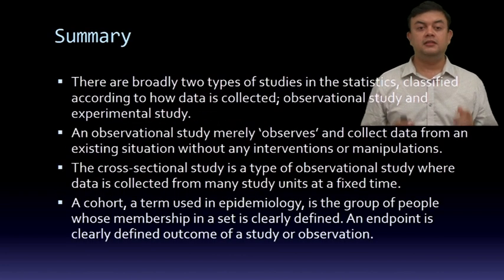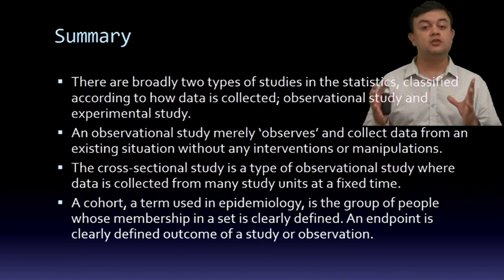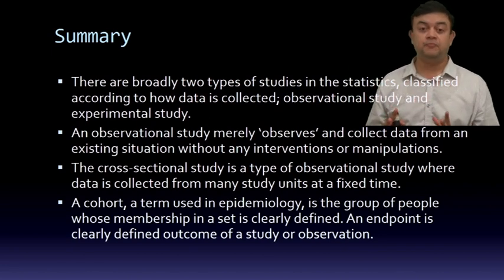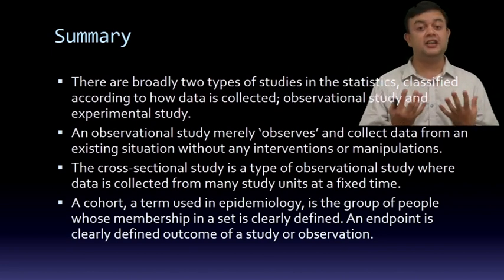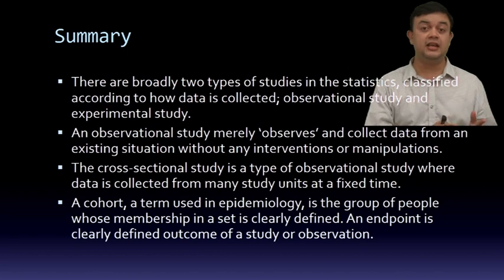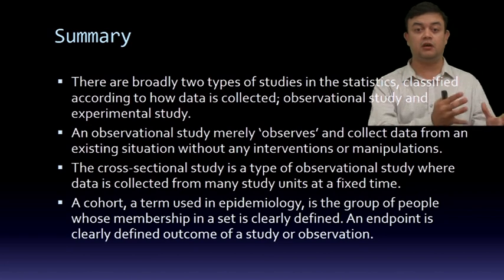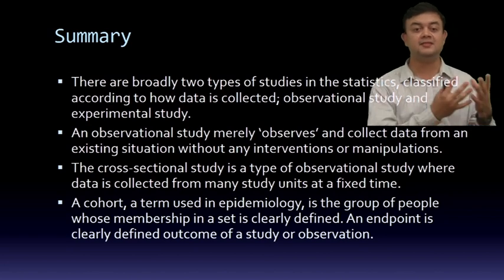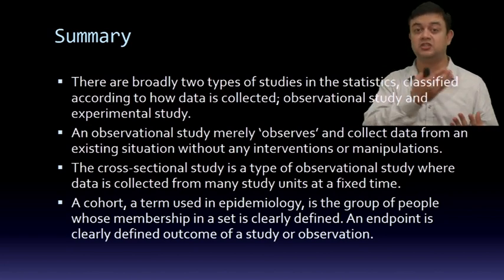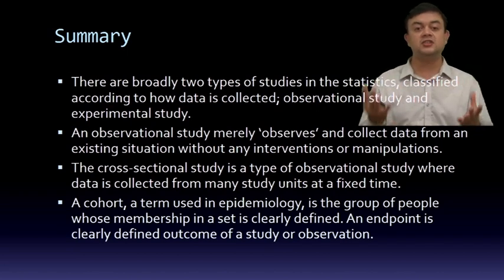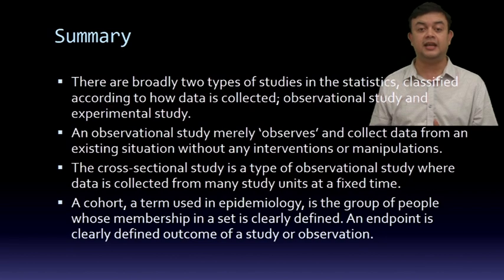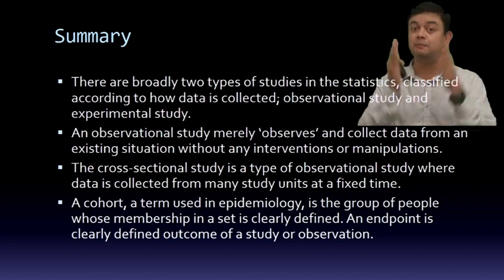In summary, there are broadly two types of studies in statistics, classified according to how the data is collected, either observational study or the experimental study. An observational study merely observes and collects the data from an existing situation without any intervention, no experimental manipulations in it, right? The cross-sectional study is a type of observational study where the data is collected from many study units at a specific time period.